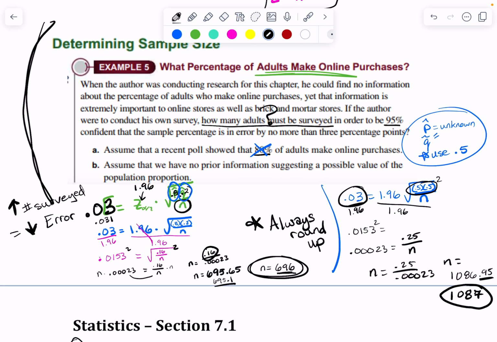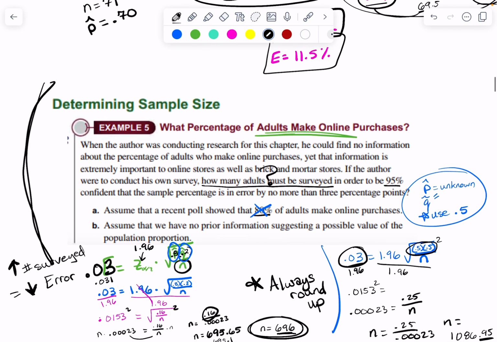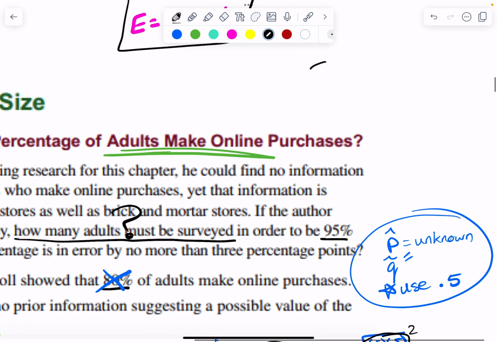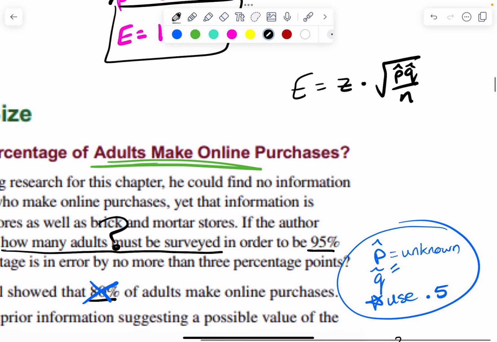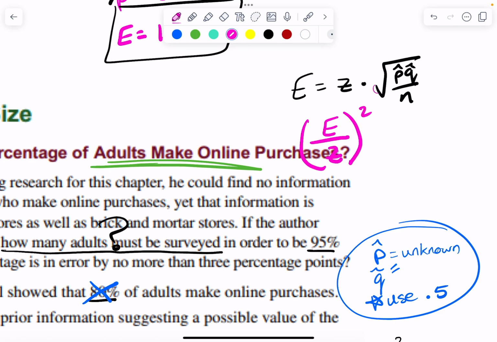Now, really quick, let me make this easier for you. I have error equals z times the square root of p hat q hat over n. Okay, here's the deal. If you're solving for n, you're going to do all the same steps all the time, right? It's going to be like e divided by z, and you're going to square it to get rid of the square root. And that's equal to p hat q hat over n, right?